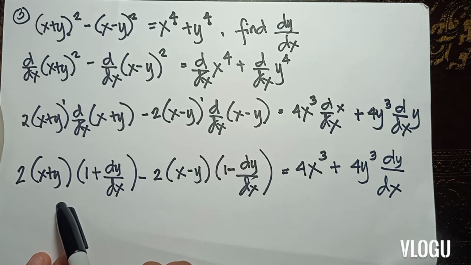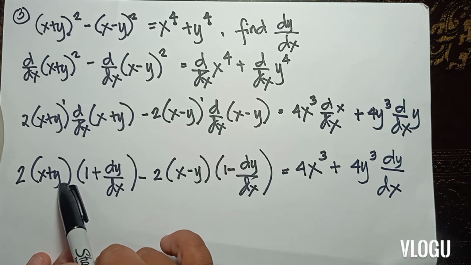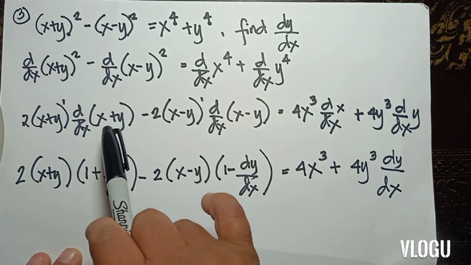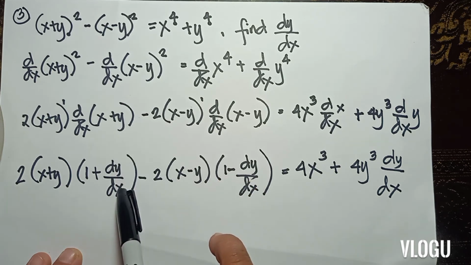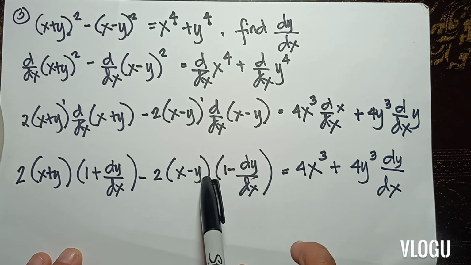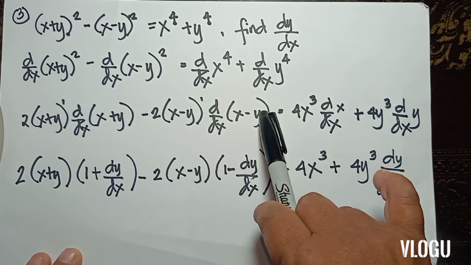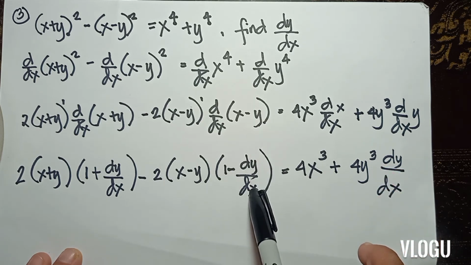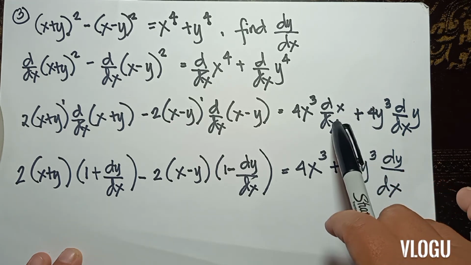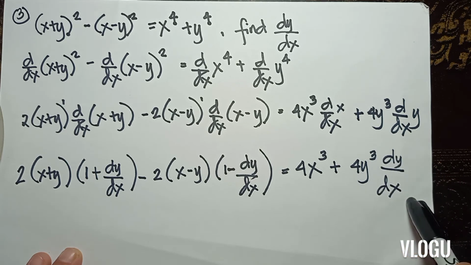So we have 2x plus y, derivative of x, that is 1. So that's the reason you will have 1 here. Derivative of y over dx, dy/dx, minus 2 times x minus y, then we have derivative of x, that is 1. Derivative of y over dx, that is equal to 4x cubed, because you can cancel dx over dx, plus 4y cubed dy over dx.